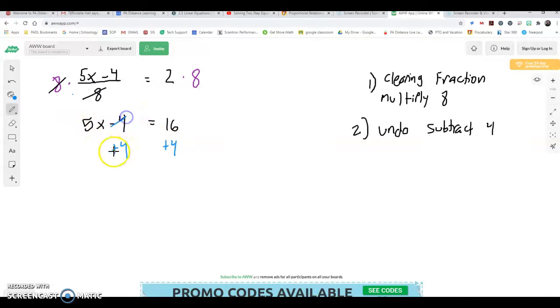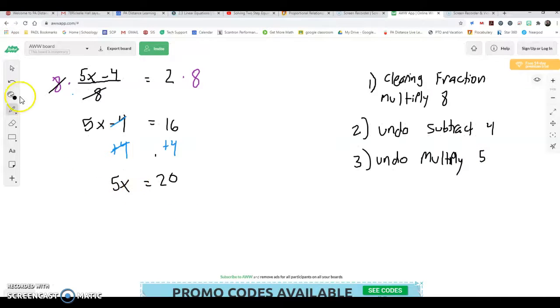Remember that the minus 4 and the plus 4 cancel. And now all I have left is the 5x on the left. 16 plus 4 on the right is 20. Next step, after I undo addition or subtraction, I want to undo multiplication or division. In this case, I have multiply, so I want to undo the multiply. So undo multiply 5.